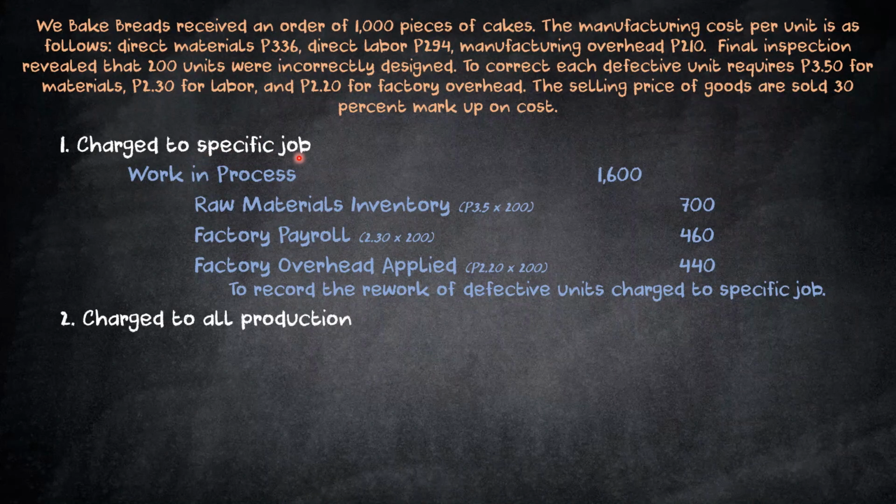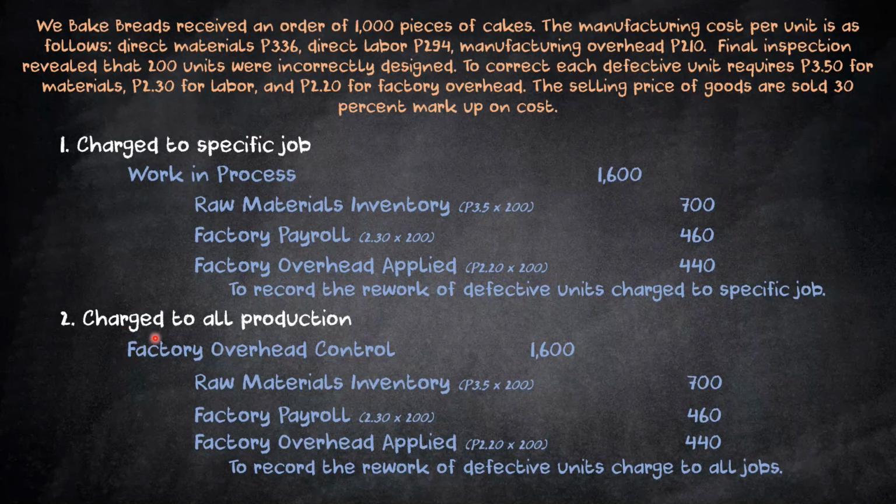Paano naman daw kapag all production? So, ang entry natin, same lang. Pero, dito tayo magkakaiba. Same lahat ng amounts, and then same lang ulit lahat ng ating cost to rework, except for the factory overhead control na ating i-debit. Kasi nga, again, we are charging the cost to rework into all production. Kaya factory overhead control ang ating i-debit. And another logic for this is, kapag kasi charge to specific job, yung additional cost po natin ay i-charge natin sa ating customer. Kapag naman charge to all production, i-charge lang natin yun sa ating expense.